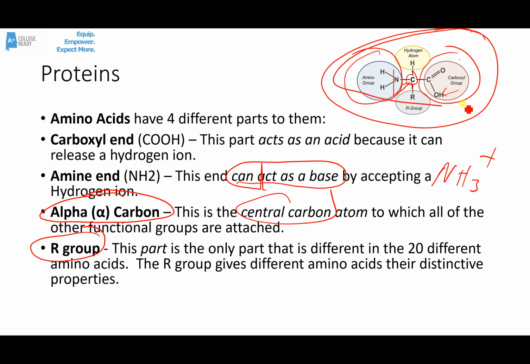So all these top pieces are the same in every amino acid. The R group is the part that differentiates the 20 different kinds of amino acids from each other. And since this part is different, it gives each amino acid different properties, like polarity or non-polarity.